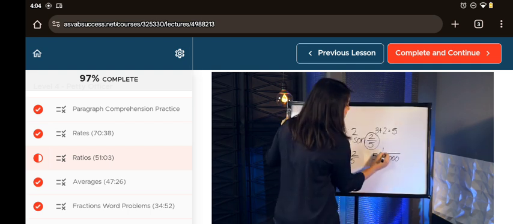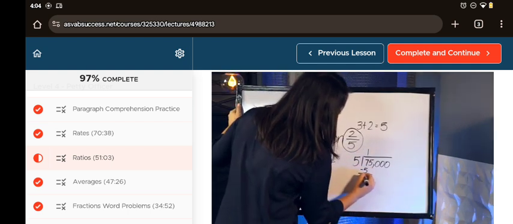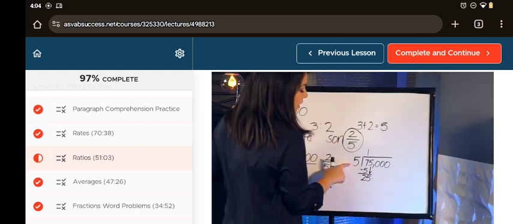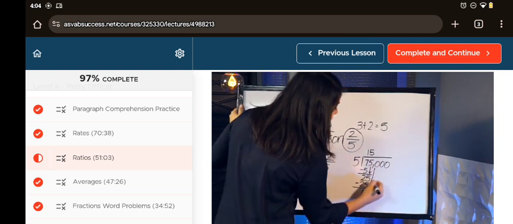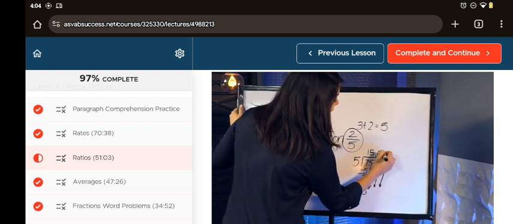So 5 goes into 7 one time. 5 times 1 is 5. 7 minus 5 is 2. We can bring down the 5. 5 goes into 25 5 times. 25 minus 25 is 0. We can keep bringing down these zeros. And we're going to end up with 15,000.